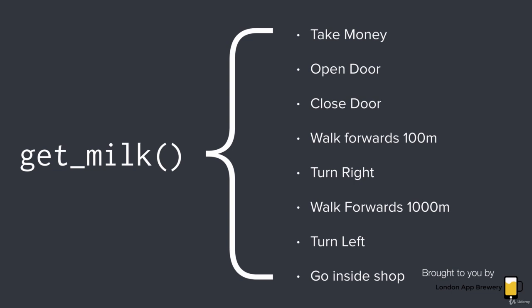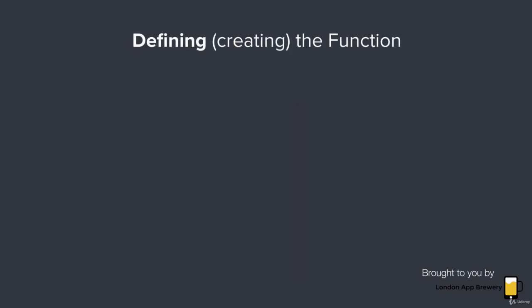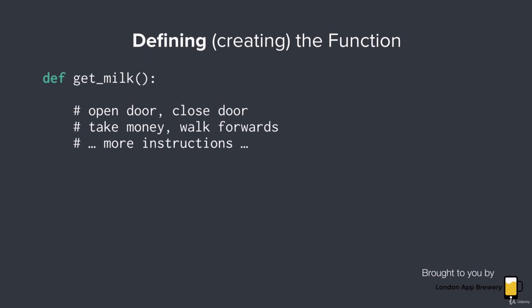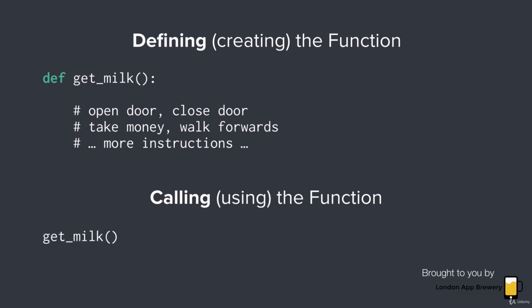So there's something to note here. What we just described is actually a two-step process. First, you have to tell the robot what get_milk means, and second, you have to tell the robot to execute this get_milk instruction. In other words, step 1 is defining or declaring the function, and step 2 is using or calling the function. The syntax looks like this.